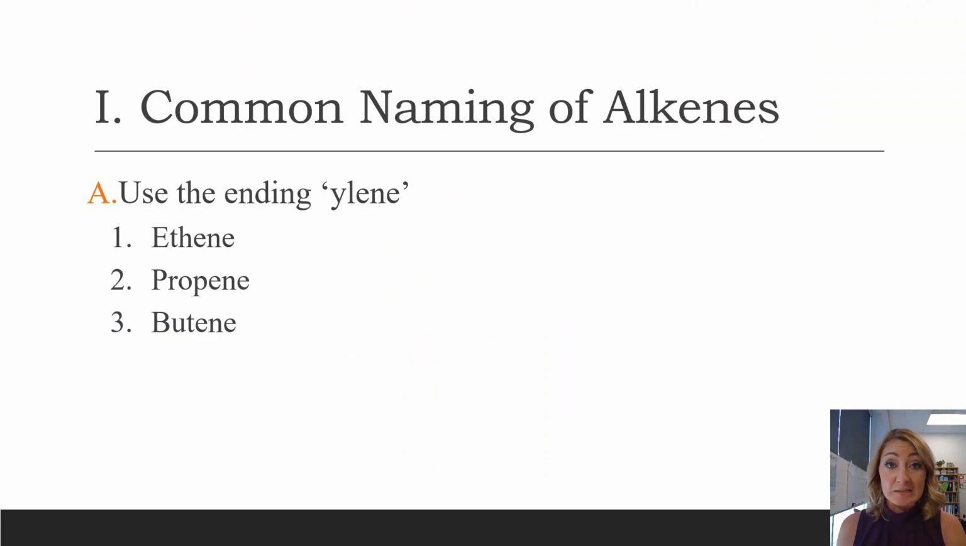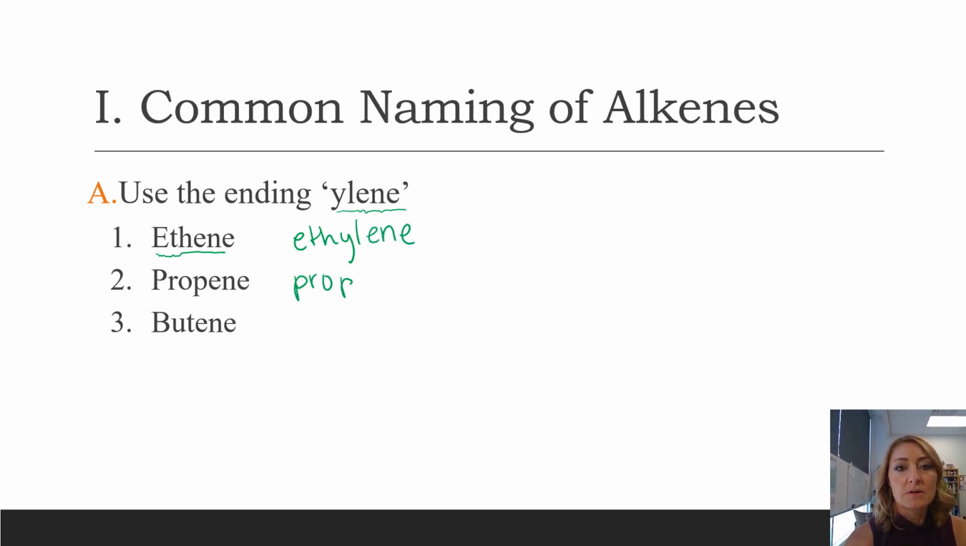When you have a very simple alkene, you can use the common naming for that. When we do common naming, we take the IUPAC name and we just change the ending to Y-L-E-N-E. So ethene becomes ethylene. Propene becomes propylene. Butene becomes butylene. You don't see these very often, and you're certainly not going to run into these names very much here in chemistry, but that is a common naming system you may come across.